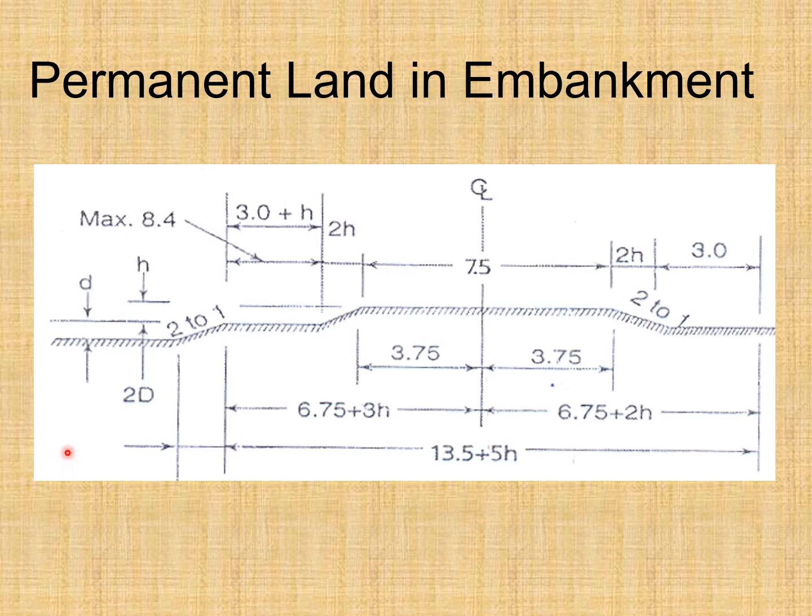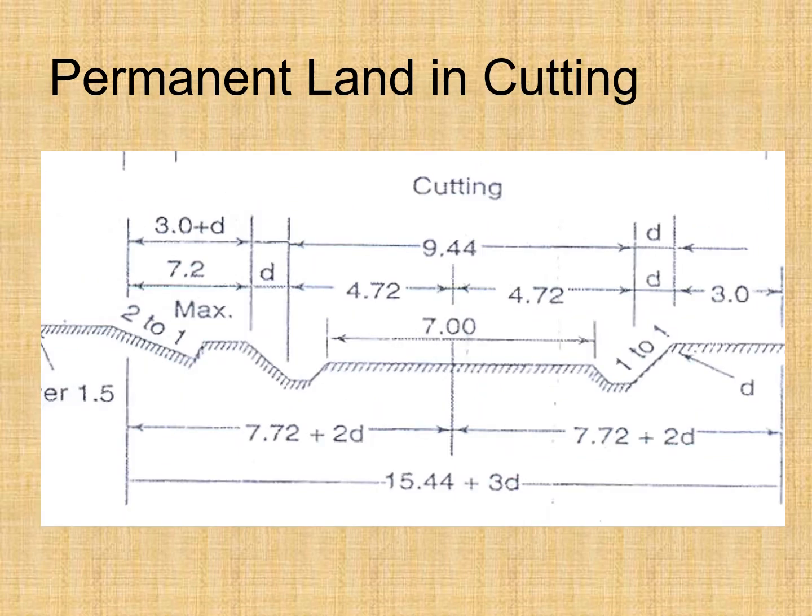So you can see this diagram showing the permanent land and embankment. This one is meant for cutting, that means the permanent land in cutting. Such types of diagrams can be prepared, and in this case you can see that the drainage is very important. You can see the side drains have been provided.